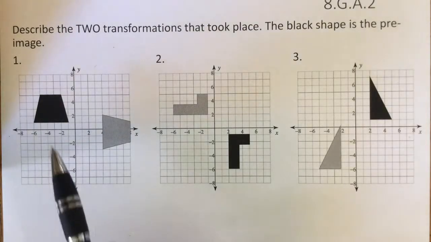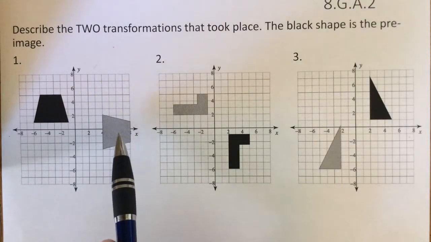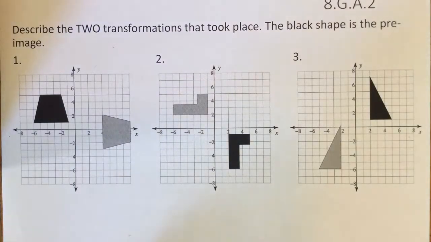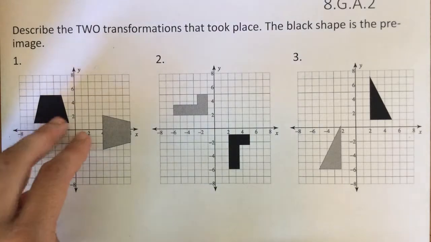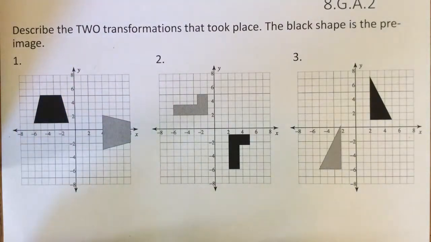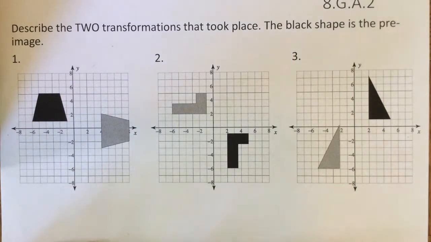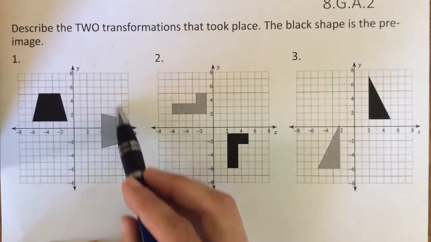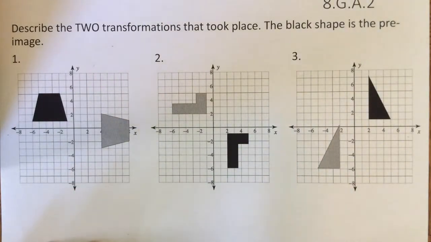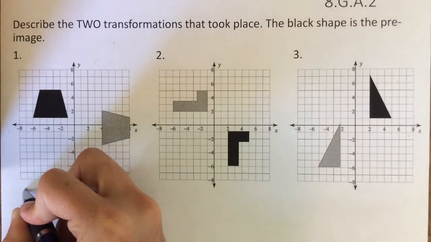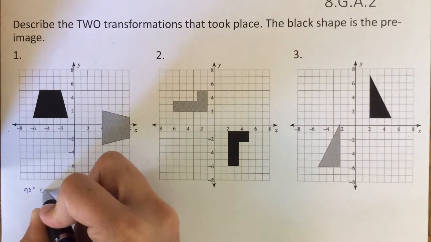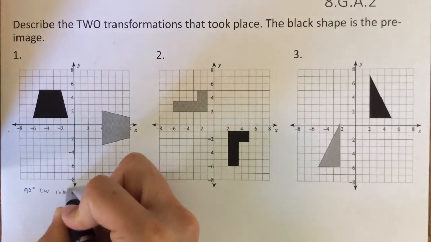So with number one here, I noticed from my black shape to my gray shape that it's been turned, right? The long base starts sideways here, and now it's facing up and down in my other shape. So I know there's been a rotation. Going in that direction, that's just like a clock, so that's going to be a 90-degree clockwise rotation. So I'm going to start with a 90 degrees clockwise rotation.